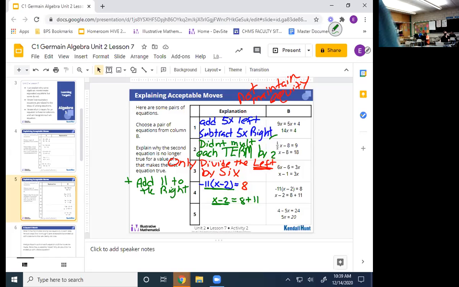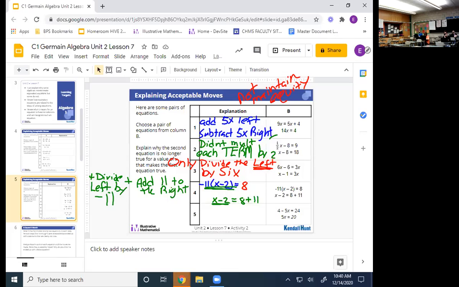What did we do to the left side? Look at how the left side changes. It was negative 11, parentheses, x minus 2, and then it went to just an x minus 2. Let's see what people are saying here. Gabe is saying the left side is divided by negative 8. Good. So we would divide the left by negative 8 or 11. You said 11, I'm sorry, Gabe. I was just thinking 8, I don't know why.